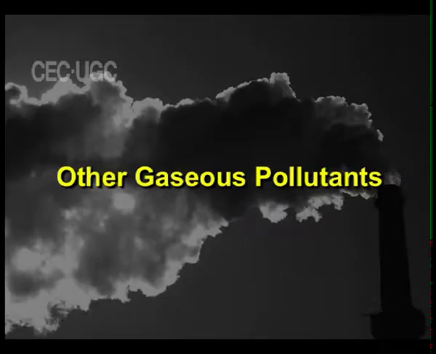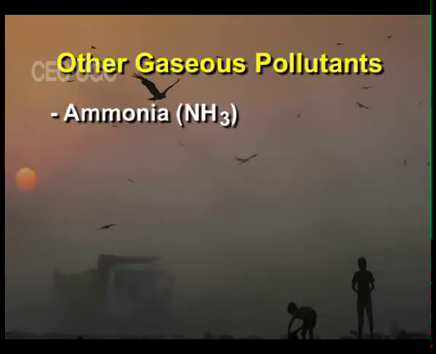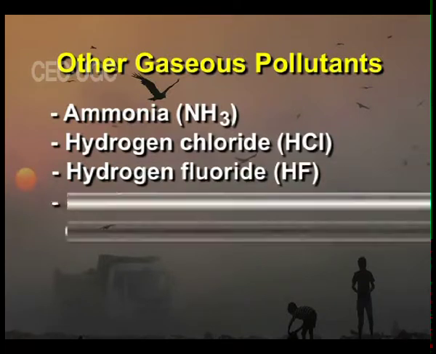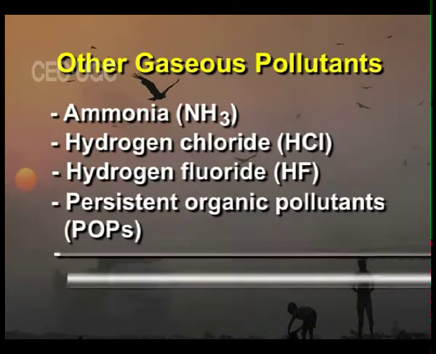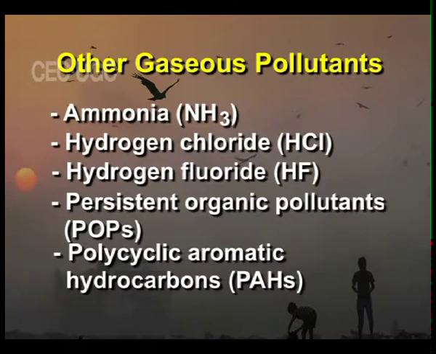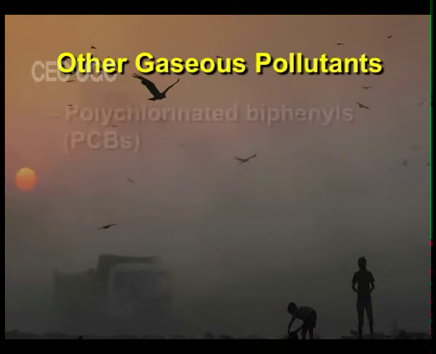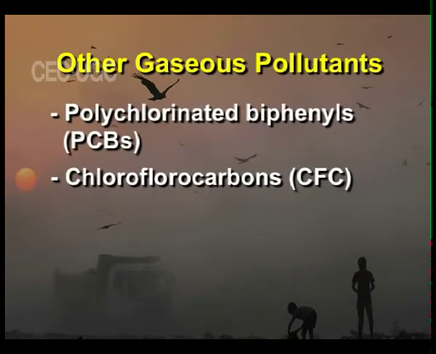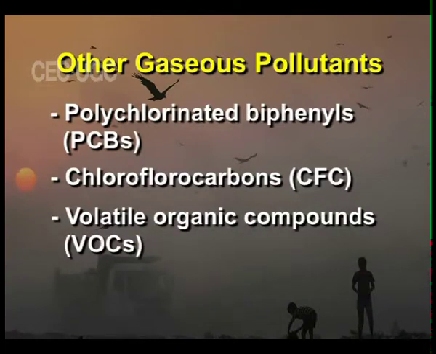Looking at these, we move on to the other gaseous pollutants. There are many other pollutants for which safe levels in the outdoor air have not been determined. These include ammonia NH3, hydrogen chloride HCl and hydrogen fluoride HF, persistent organic pollutants, polycyclic aromatic hydrocarbons, polychlorinated biphenyls, chlorofluorocarbons and the volatile organic compounds.